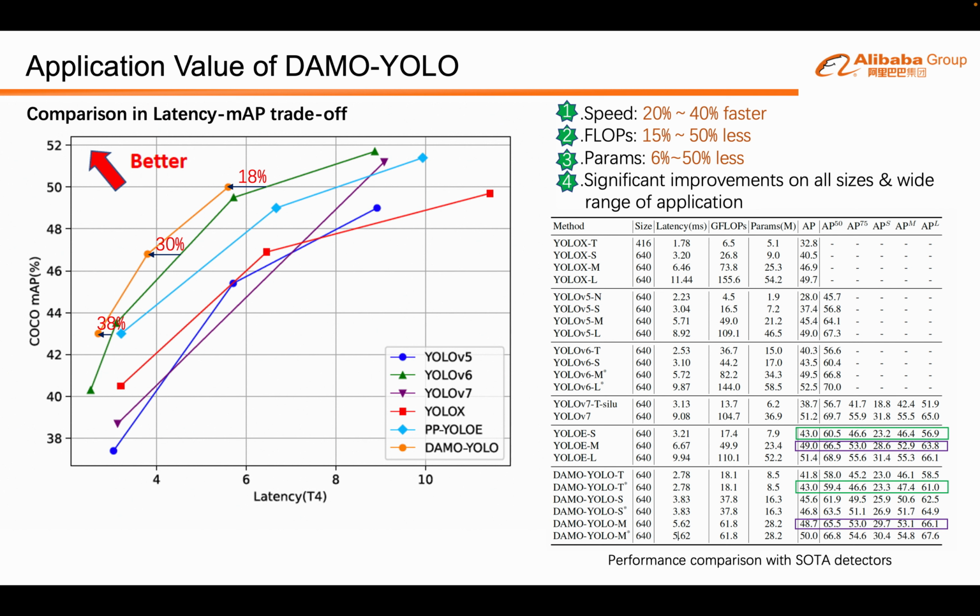Compared with other frameworks under the same mAP, the speed of DAMO-YOLO is increased by 20 to 40%. The FLOPs are decreased by 15 to 50%, and the number of parameters is decreased by 6 to 50%. Besides, according to the table in the lower right corner, DAMO-YOLO outperforms all YOLO series on small, medium, and large sizes in both accuracy and speed.